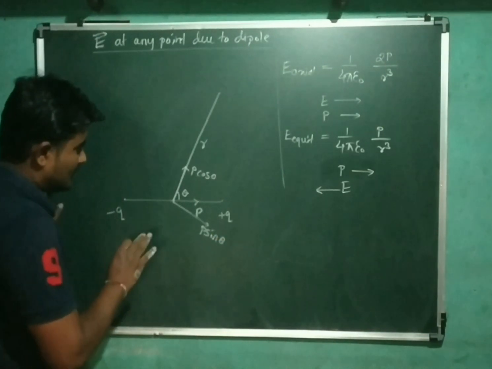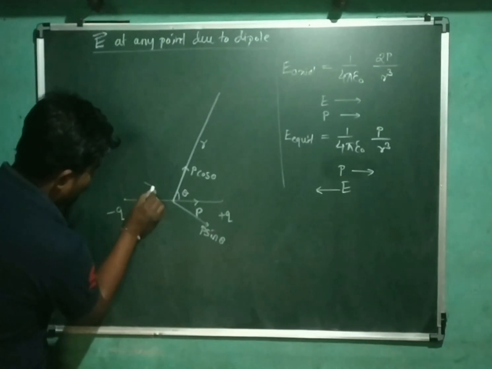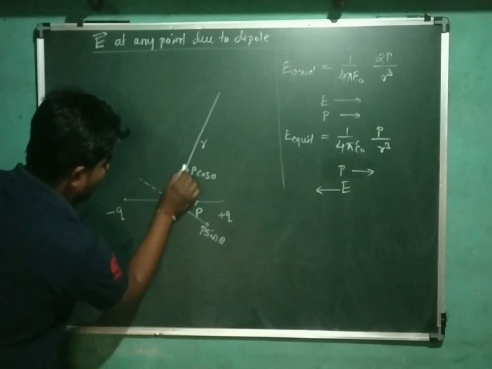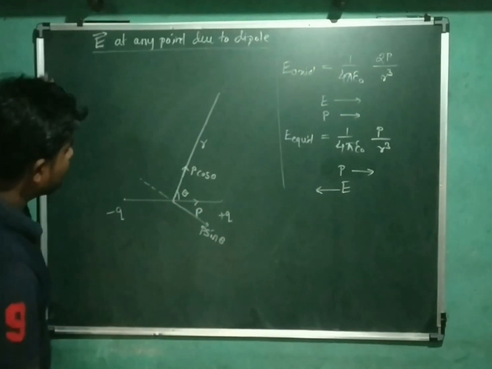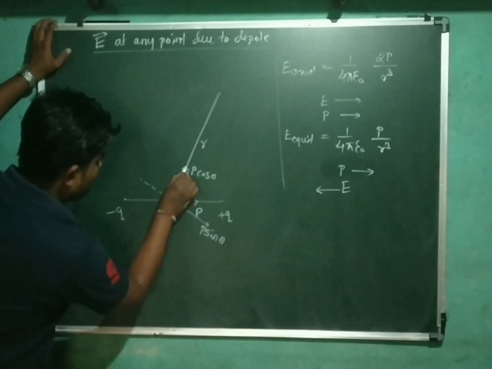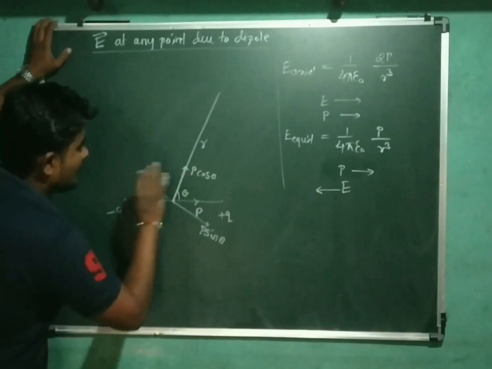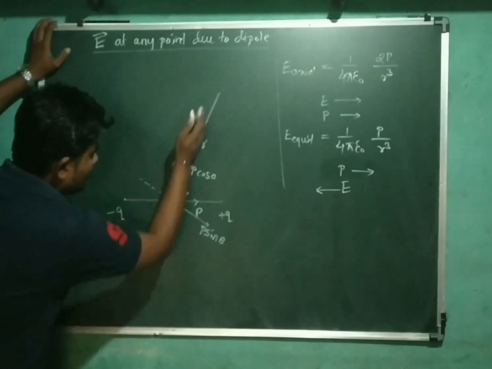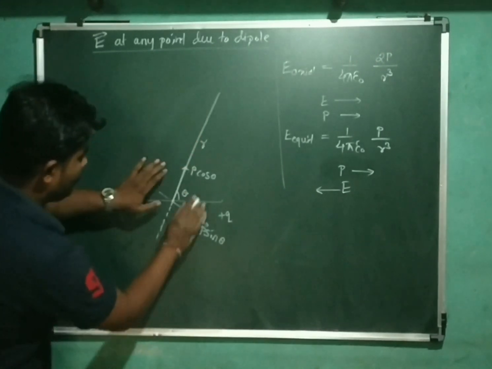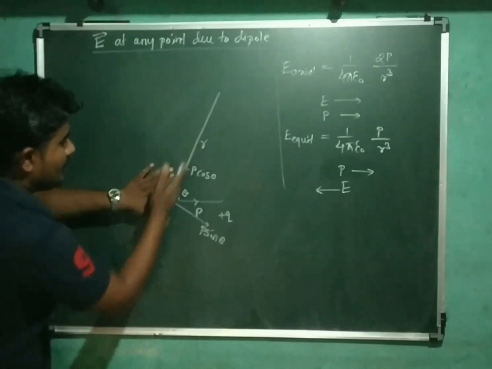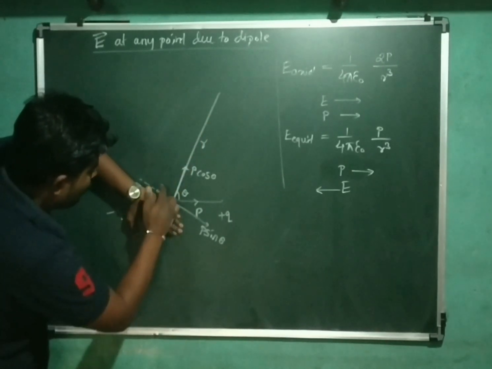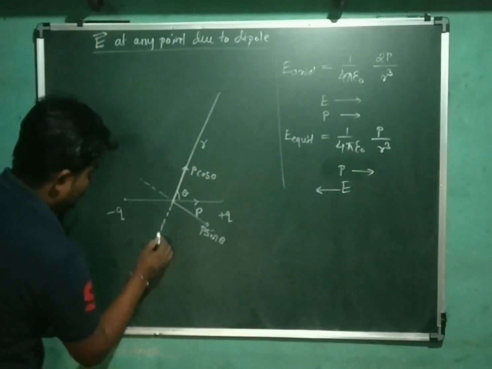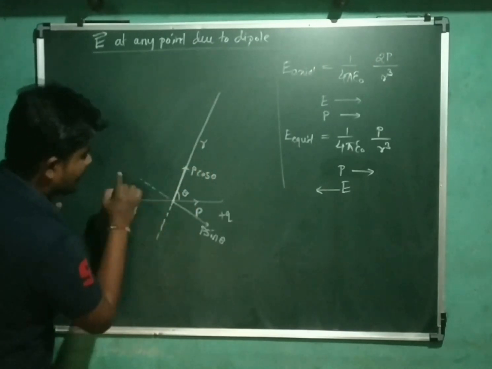Now for certain time we shall consider this as one dipole, and for this dipole this line is equatorial line. Similarly, this P cos theta also we shall consider as one individual electric dipole, so that this line is going to be axial line. If we neglect this one, this line is going to be axial line. If we neglect this one, for this dipole this line is equatorial line. This line is P cos theta line, this line is P sin theta line.